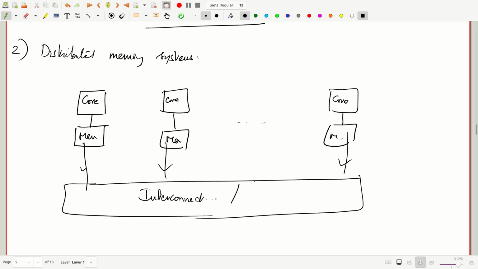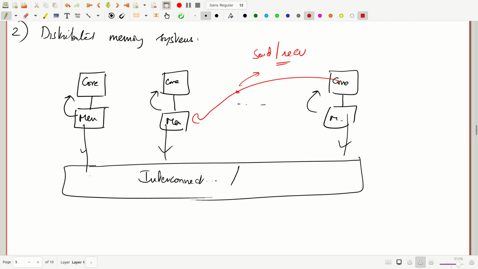Okay, but then this memory is only accessible by this core. The other core from here cannot access this memory directly. If you want to access it, you have to use some kind of send and receive packages or communications. All right, so that is about distributed memory systems.